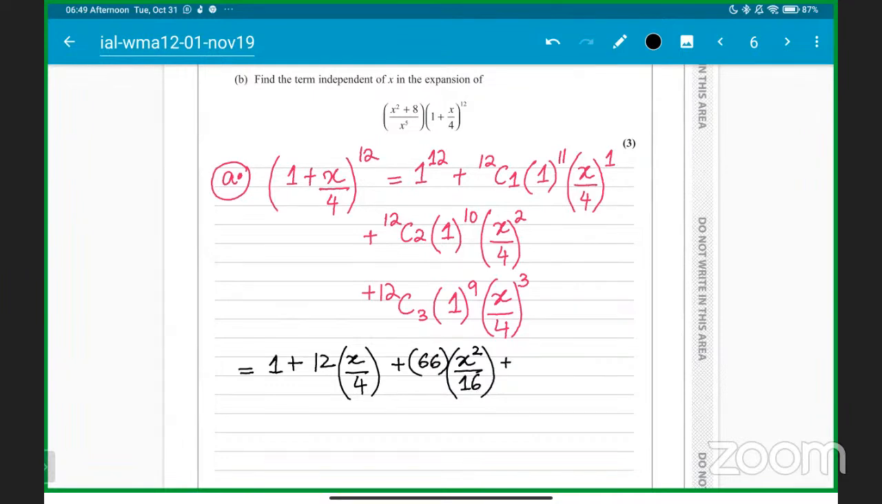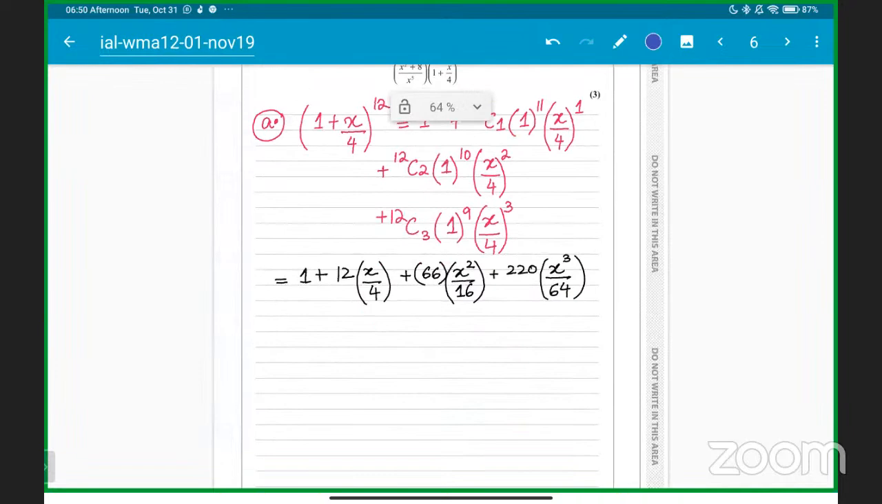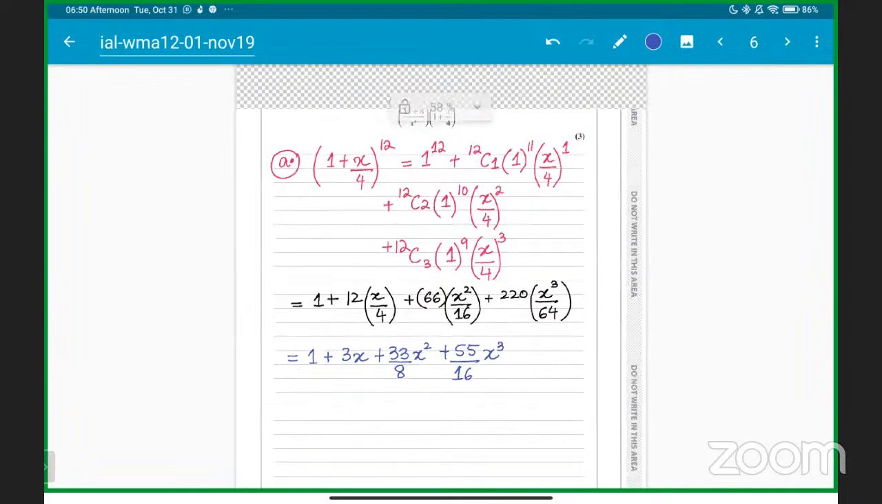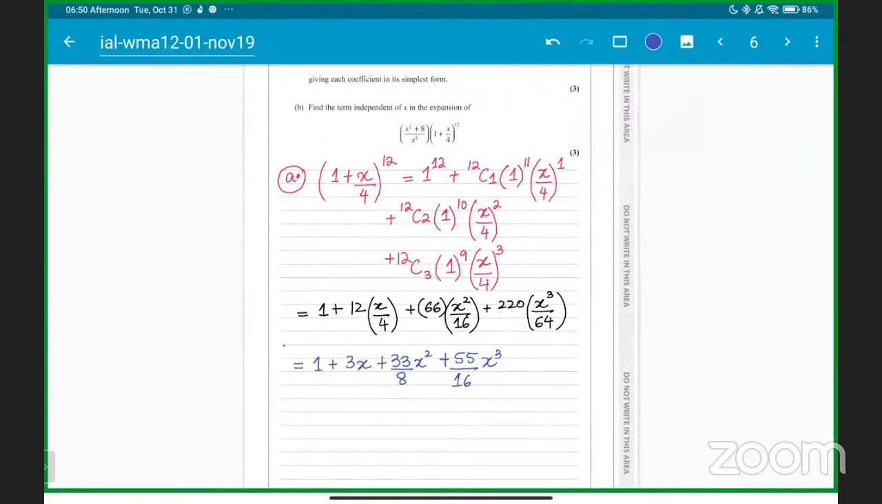12C3 is giving us 220, and multiply by x cubed over 4 cubed, which is 64. So you have simplified it. Make sure to show all the workings to get all the 3 marks, okay? So don't skip this. So 1 plus 4 ones are 4, threes are 12. 66 divided by 16 is 33 over 8 x squared, and 220 divided by 64 is 55 over 16 x cubed. Understood? That's how we do the first part and it is completed. Okay, clear on this? Any questions?